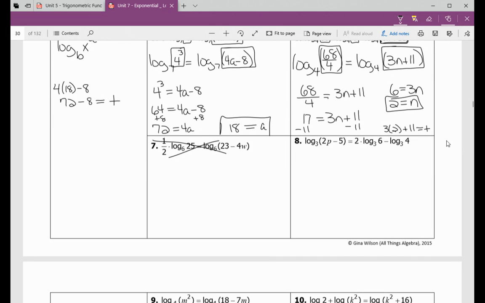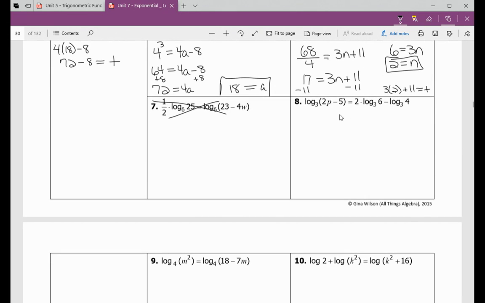Now, number 8, we do have a multiplier. So I am going to put that multiplier back. It's the first thing I always look for. Anytime you have something multiplied by the logarithm, you always put that back as the power. So that becomes log base 3 of 2p minus 5 equals log base 3 of 6 squared minus log base 3 of 4.